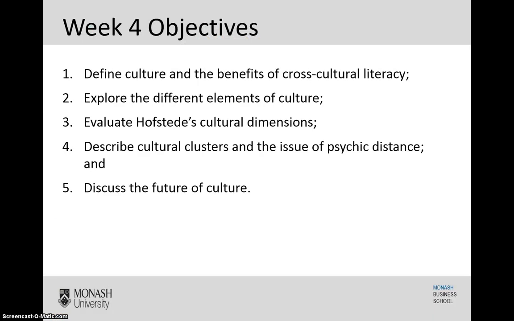So given that, we're going to start by defining culture and also looking at the benefits of cross-cultural literacy, why it's important to understand these differences across various cultures. We're going to look at the different elements of culture, what actually comprises what we understand as national culture. Evaluate Hofstede's cultural dimensions. You may have experienced Hofstede's dimensions previously, and we're going to run through those today, and also describe the cultural clusters and the issues of things such as psychic distance, before finally discussing what might be the future and some important developments moving forward in relation to the issue of culture.